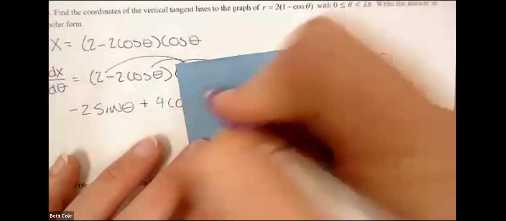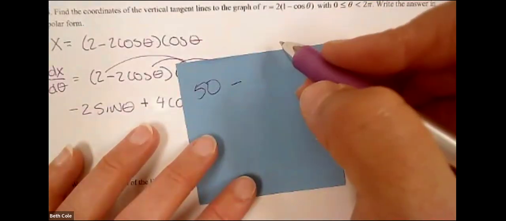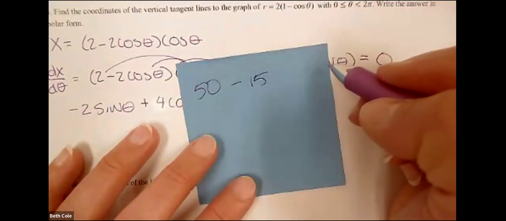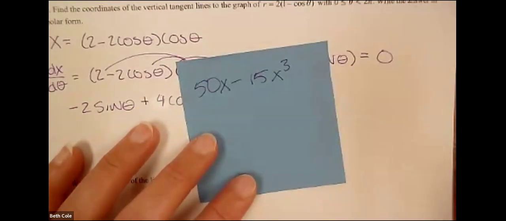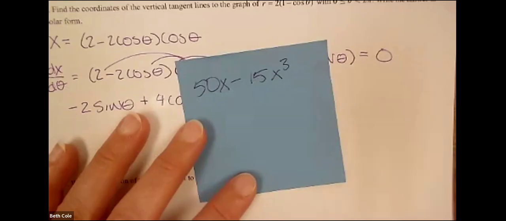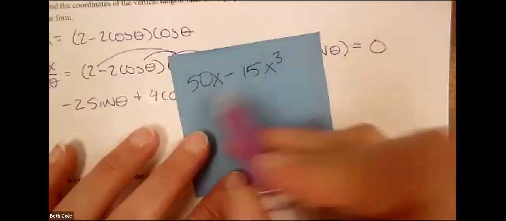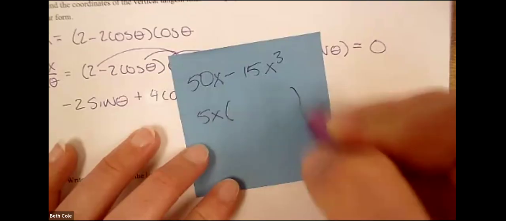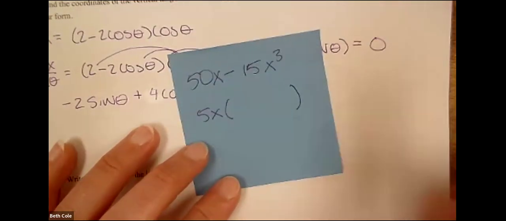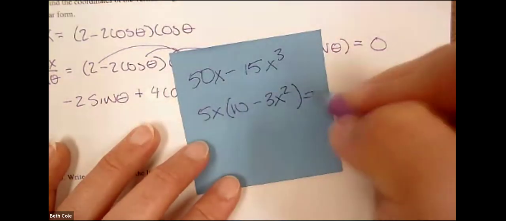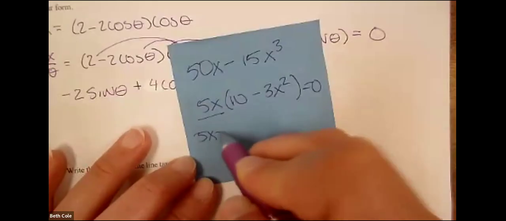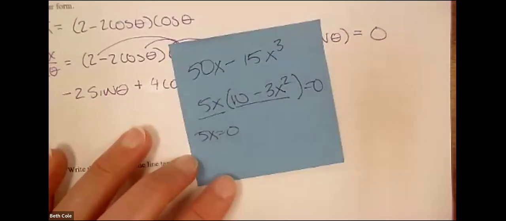Let's say you have 50 minus 15, or let's throw an x in there for good measure, x cubed. How would you do a GCF? What do they share in common that you could divide out? All right, 5x, good. And then you're undistributing. So in parentheses, you're going to put what's left, which would be 10 minus 3x squared. And if you were setting this equal to 0, you would then set 5x equal to 0 and this whole thing equal to 0, you see what I'm saying?